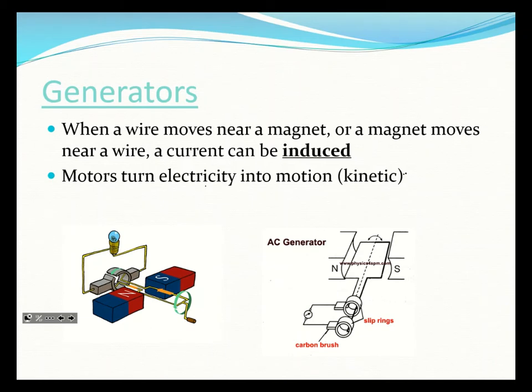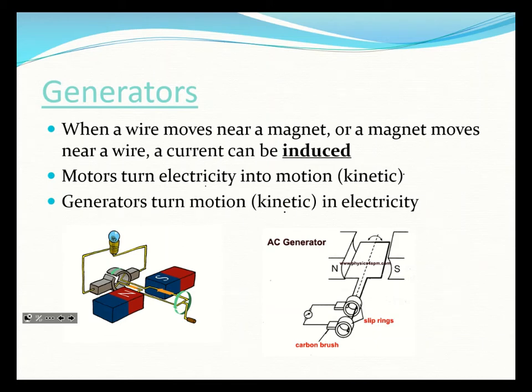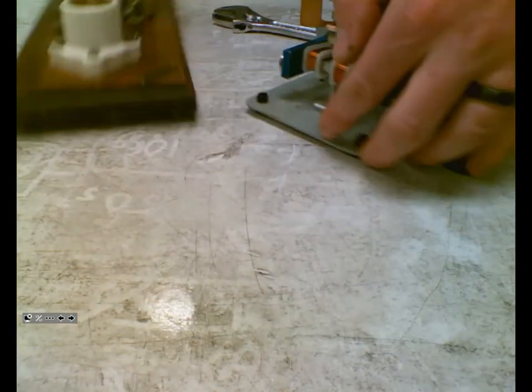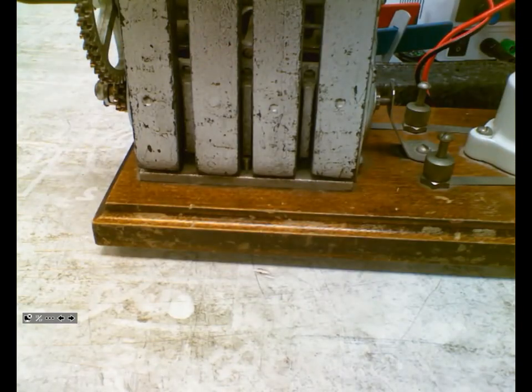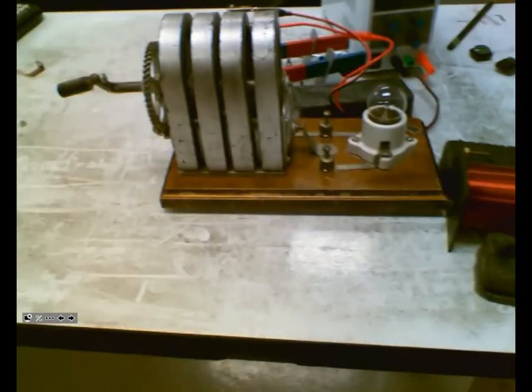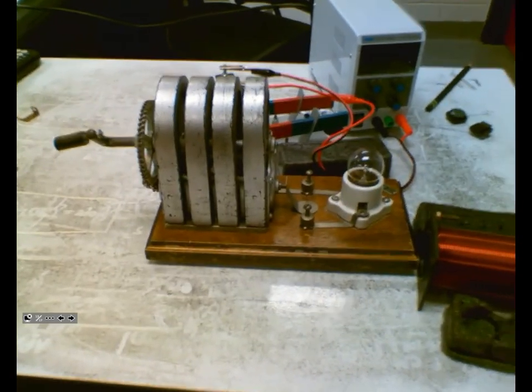Okay, so motors turn electricity into motion, which is kinetic energy, and generators turn kinetic energy into electricity. So I have one more little demo for you. I'll move my motor out of the way. So this here, let's zoom out a little bit, some special effects. There we go. So this is my generator.